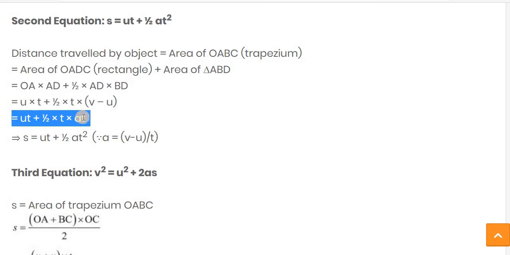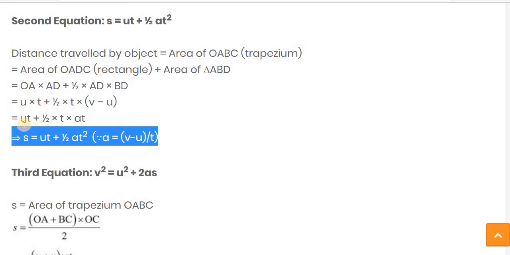How can we write this at? From the acceleration formula, as we know, a is equal to (v minus u) divided by t. If we take this t to the other side, it is multiplied with a, so we get at. So instead of writing v minus u, we write at. So finally, s is equal to ut plus 1/2 at square. This is our second equation of motion.